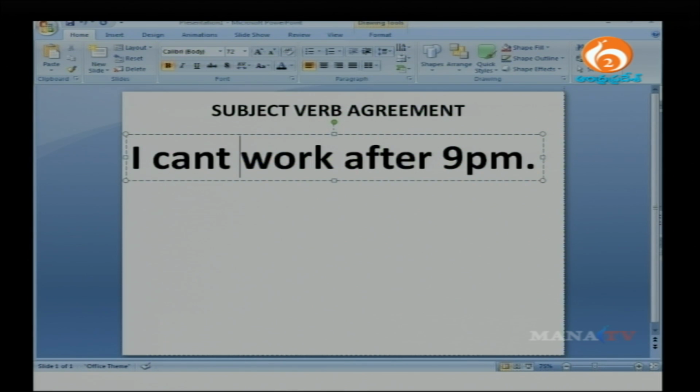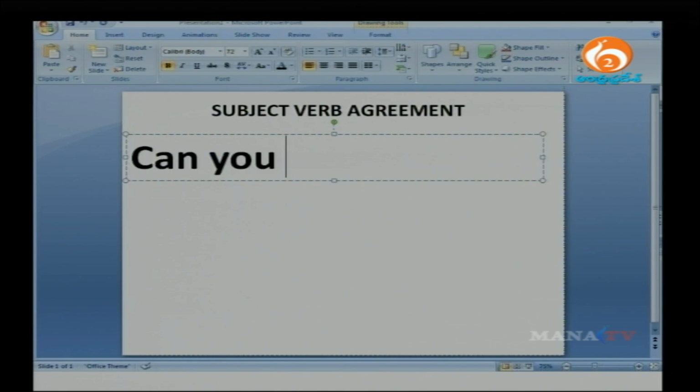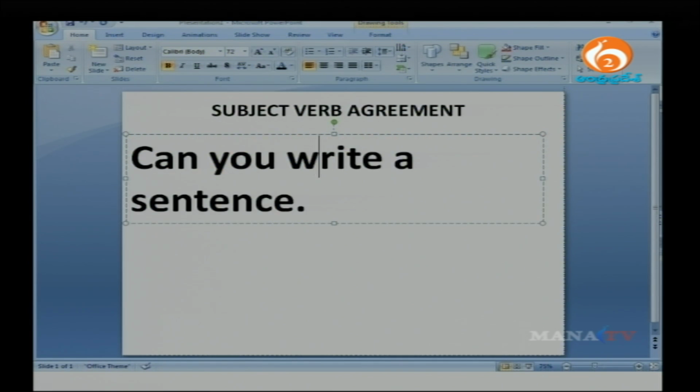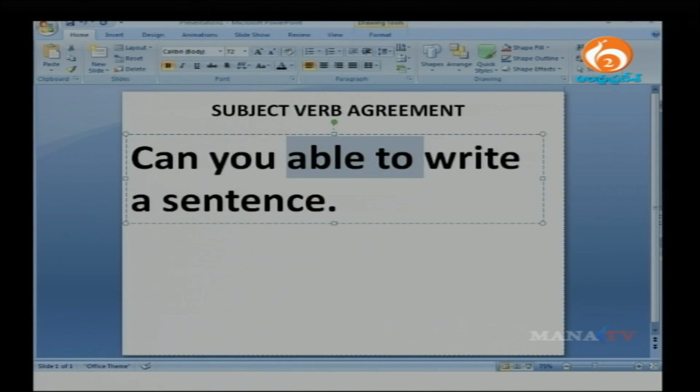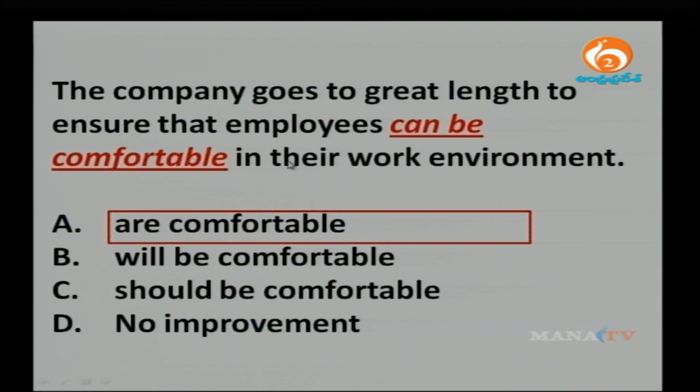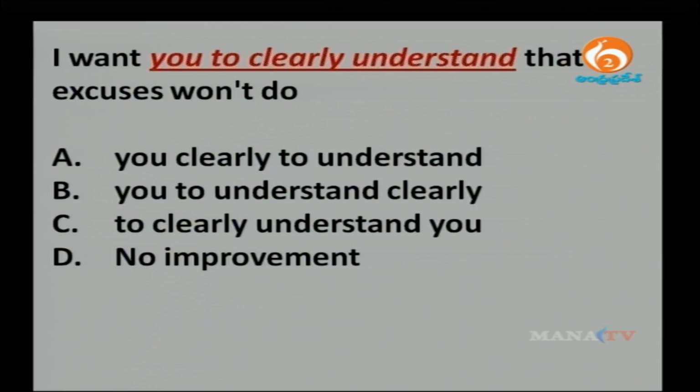Likewise, can you write a sentence? Please do not write, can you able to write a sentence? This is wrong. All right. So, can is an ability. Here, the ability doesn't come into the picture. So, the correct option is are. The company goes to great lengths to ensure that employees are comfortable in their work environment.